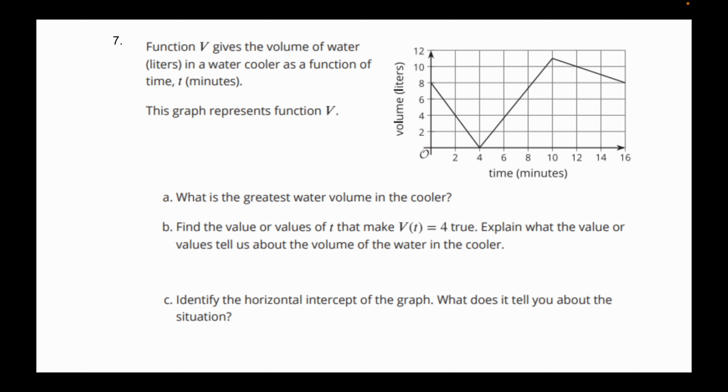So if they're asking for volume, that is volume of water. It's giving us that. That's an output value. So we're looking here and finding when is it the greatest. It looks like the highest number it goes up to would be 11 right here in between 10 and 12. So I would say about 11 liters, because that's what it looks like to me, about 11.